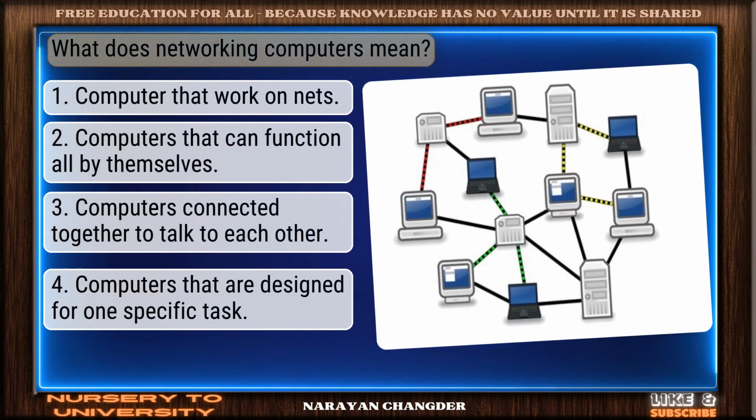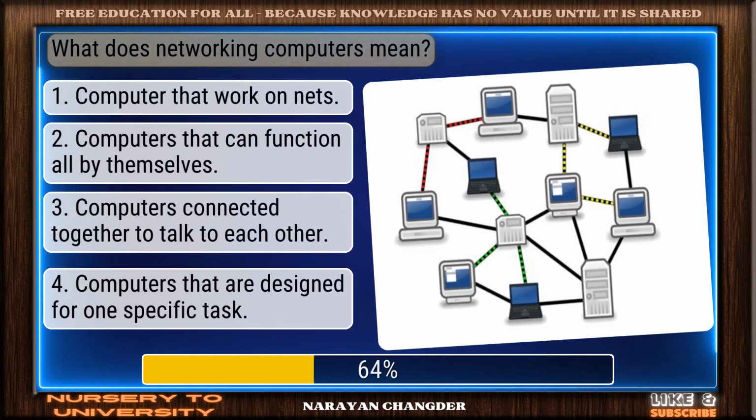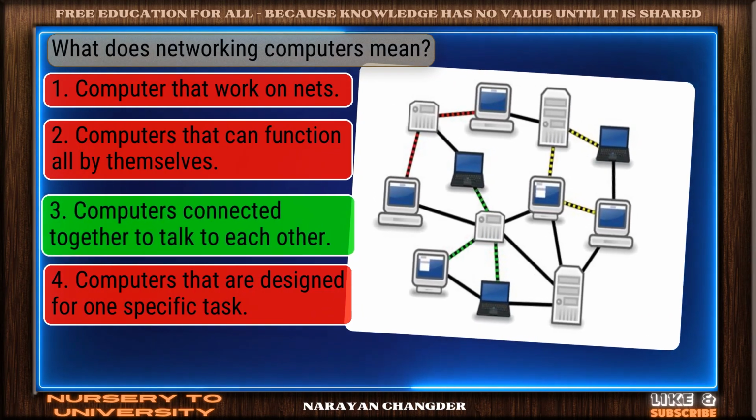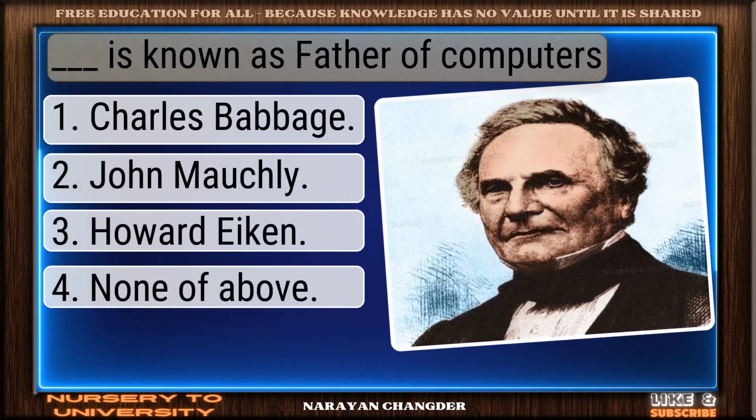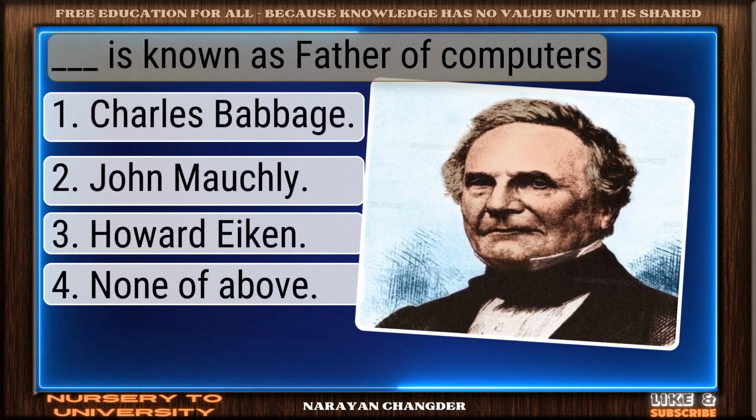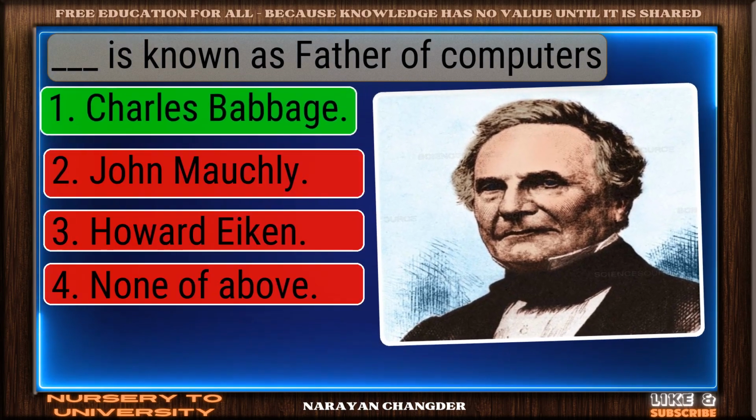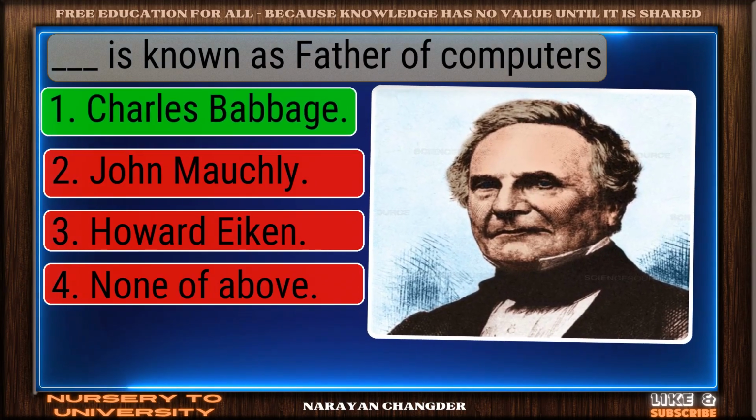Question number 55. What does networking computers mean? Good thinking. Computers connected together to talk to each other is the right answer. Question number 56. Dash is known as father of computers. On track. Charles Babbage is the correct answer.